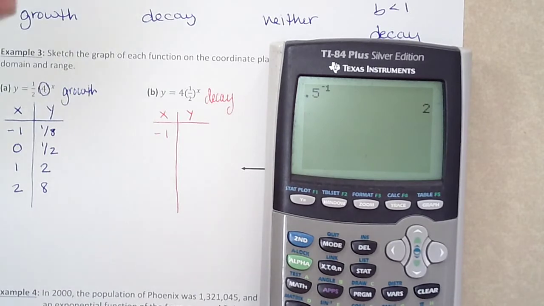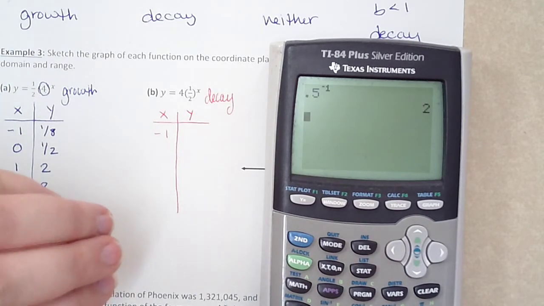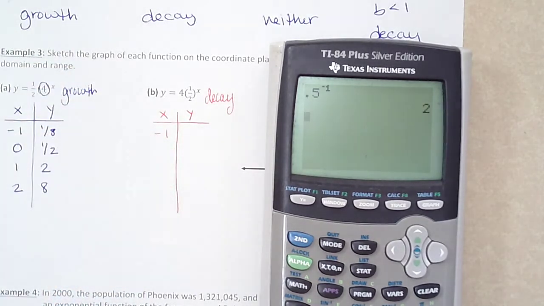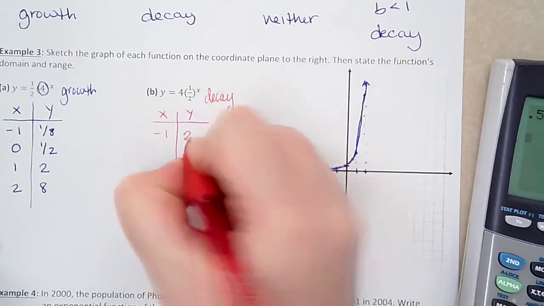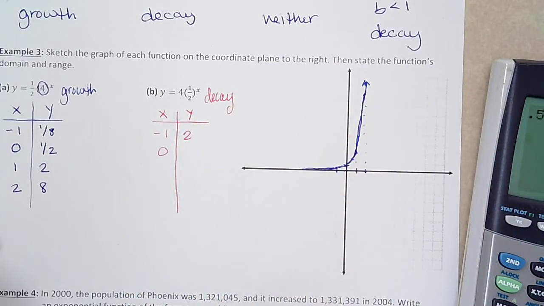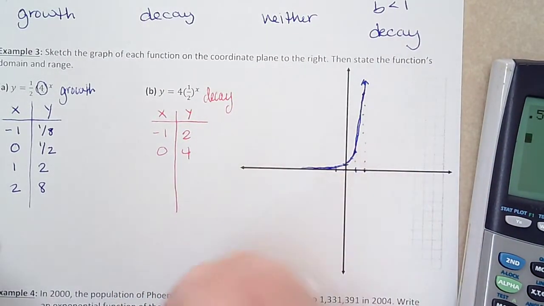Remember, because it's 1 over 2, when we have a negative exponent, it flips it. So my 2 that was in the denominator now goes to the numerator. So I have 2. Keep going with this. When I plug in 0, I get 1. 1 times 4 is 4.